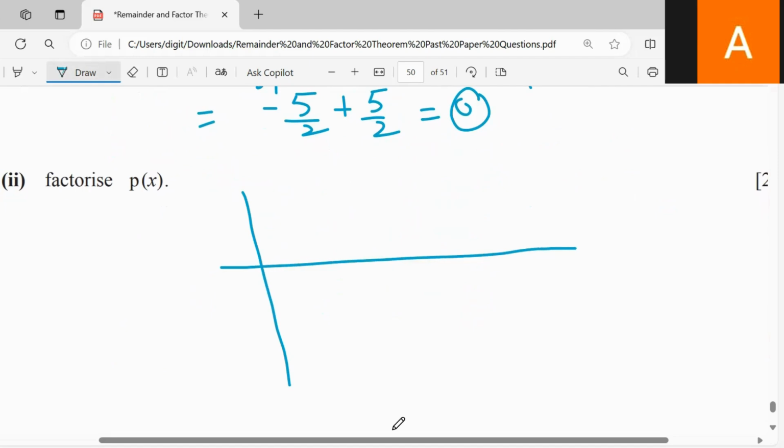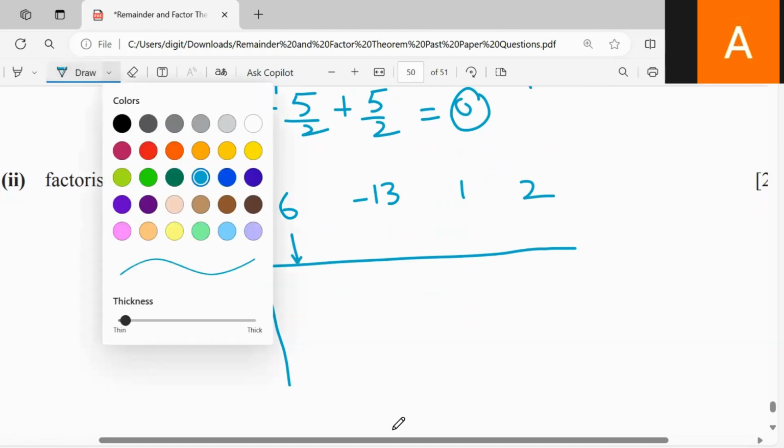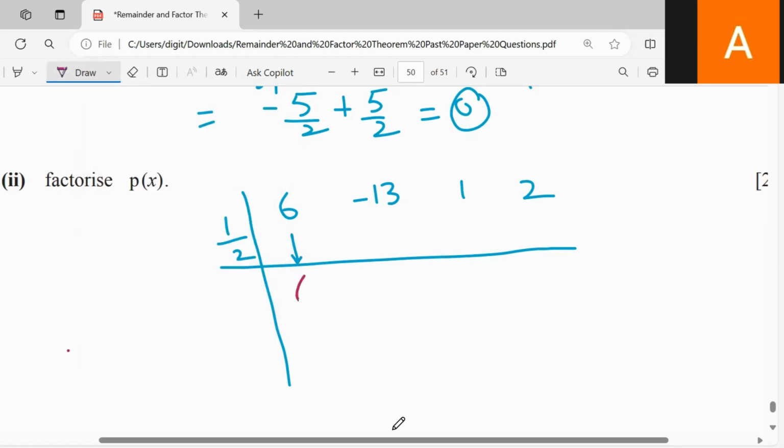So the coefficients we write here: 6, minus 13, 1 and 2. These are the coefficients of each term of the given polynomial, and 1 by 2 here because it's a factor. And now we do synthetic division. You will write this 6 as it is. And then you multiply 6 by 1 by 2, you get 3. Minus 13 plus 3 is minus 10. When you multiply, you get minus 5.